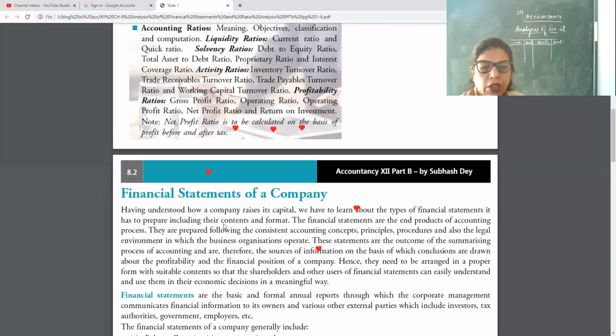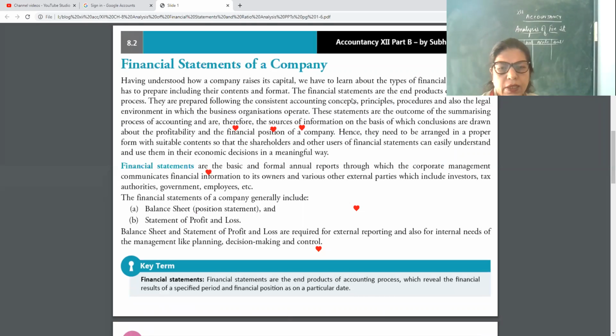I am going to tell you, financial statements are known as the end product. Please note it down, end product, that is prepared at the end. They are prepared following accounting concepts, principles, procedures, and also according to the business rules. They are the outcome of the summarized process of accounting. Conclusions can be drawn. What are the results given by financial statements about the profitability and the financial position?